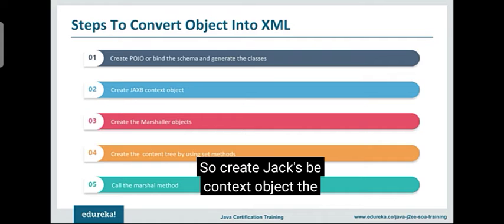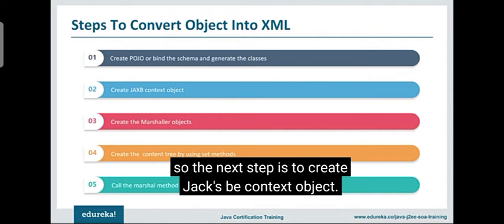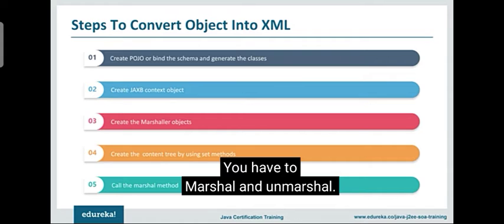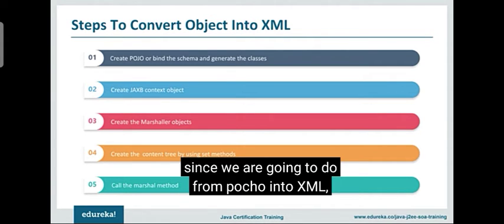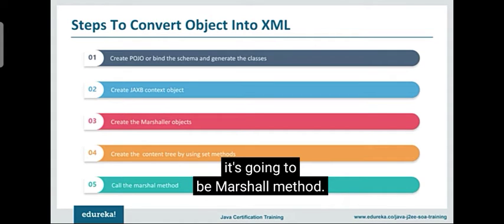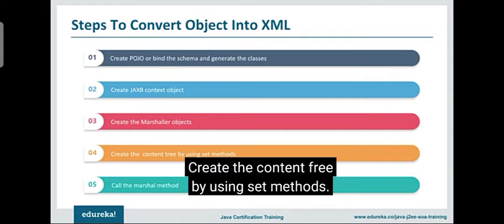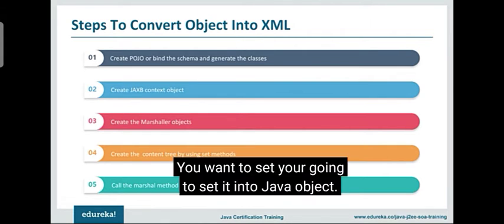All right, so the next step is to create the JAXB context object, then create the marshaller object. You have to marshal and unmarshal. In this case, since we are going from POJO to XML, it's going to be the marshal method, all right, marshalling. Create the content tree by using set methods. Whatever you want to set, you set it into the Java object.